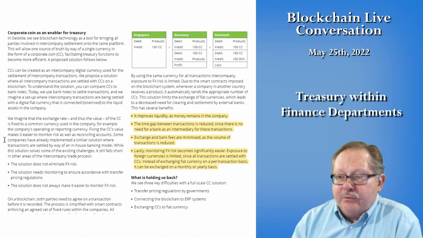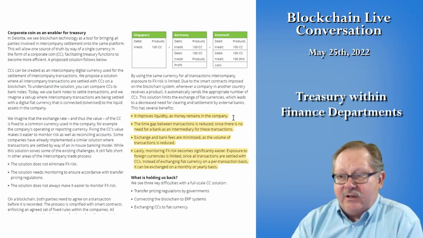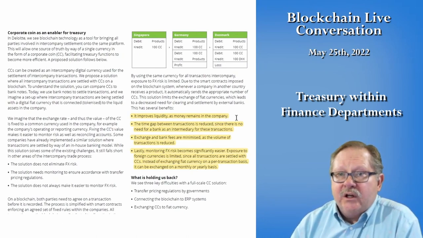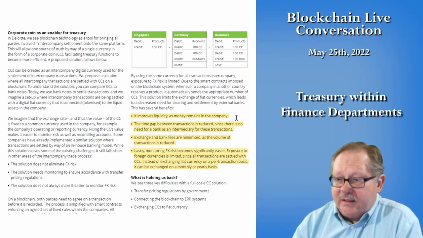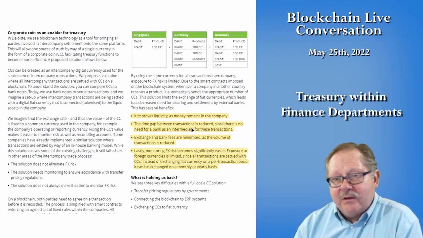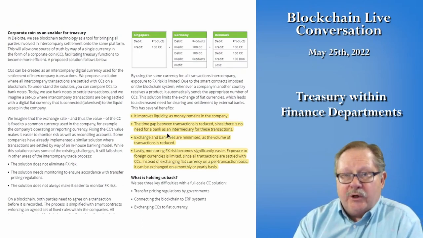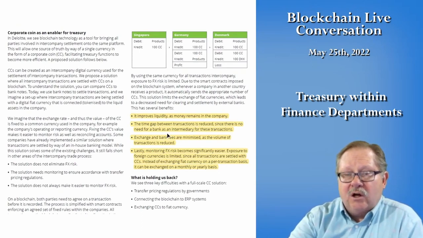So it improves liquidity as money remains in the company. In other words, you're not having to send money overseas. You're not having to move money around. You evaluate everything on the blockchain as a corporate coin. The time gap between transactions is reduced since there's no need for a bank as an intermediary between the transactions. So the corporate coin flows right along with the product.